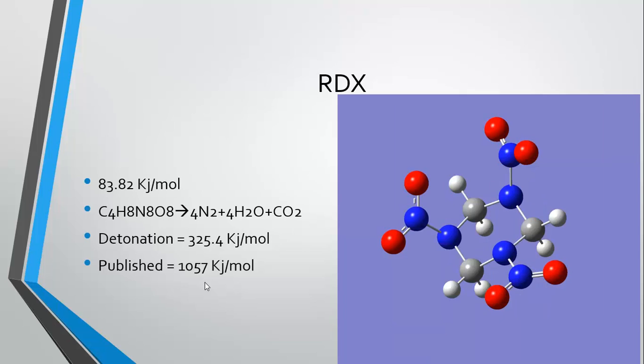RDX is similar to TNT, in at least the fact that it's on the same type of ring, and it has the 3 nitro groups on it. It's 83.82 kilojoules per mole to create. You can see how it breaks down. And this one was massively off on the detonation of what AMPAC gave me and what was published. And from what I've seen when RDX blows up, it's a pretty big boom. So I'm pretty sure it's well over the 325.4 kilojoules per mole. And I'm not sure what is going on there.